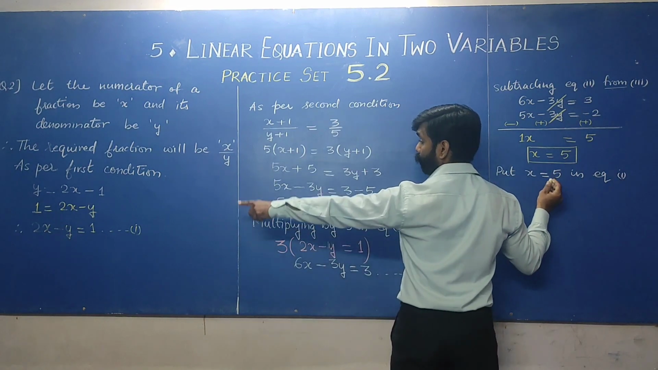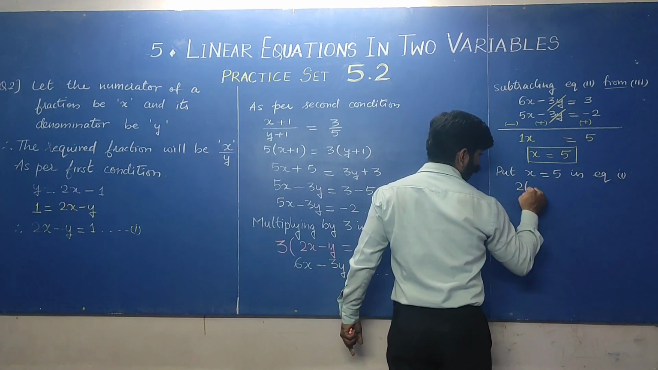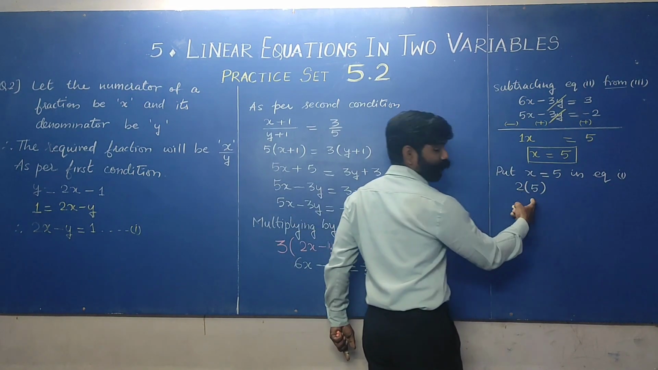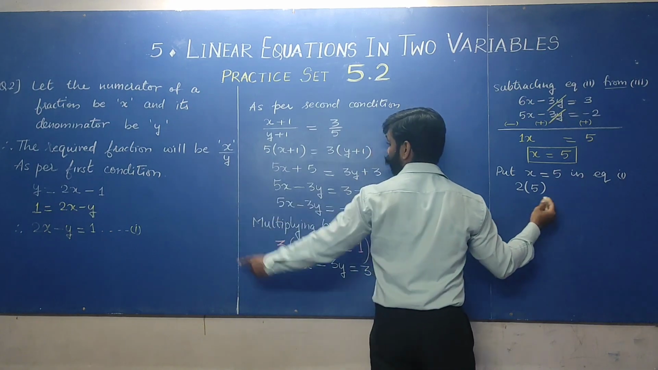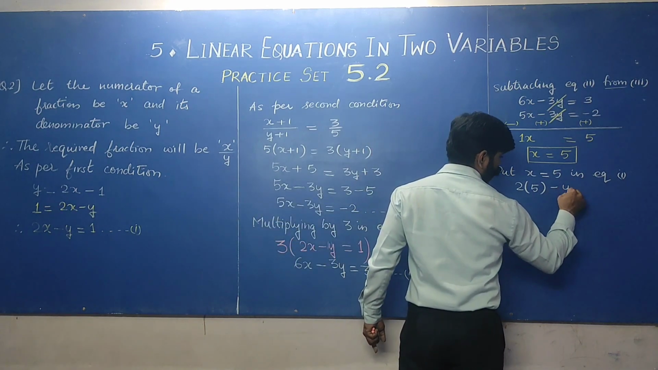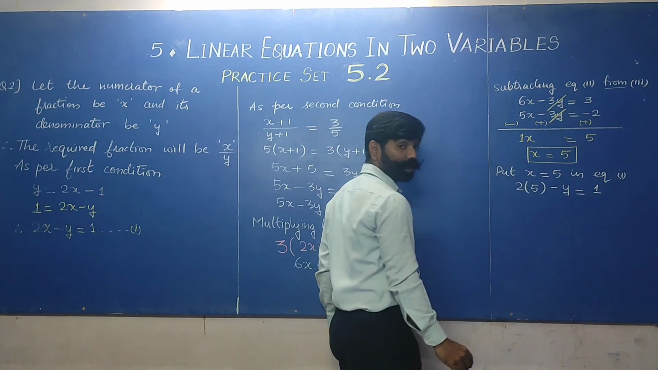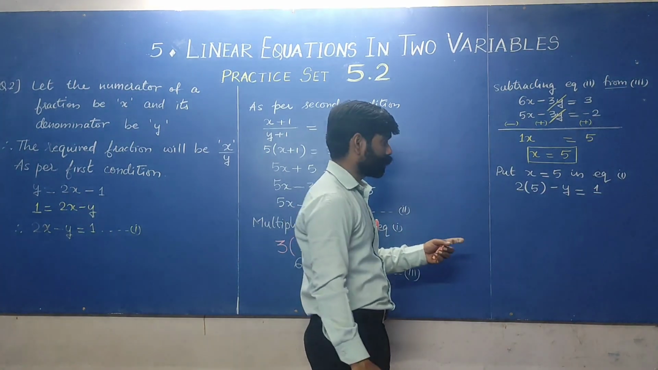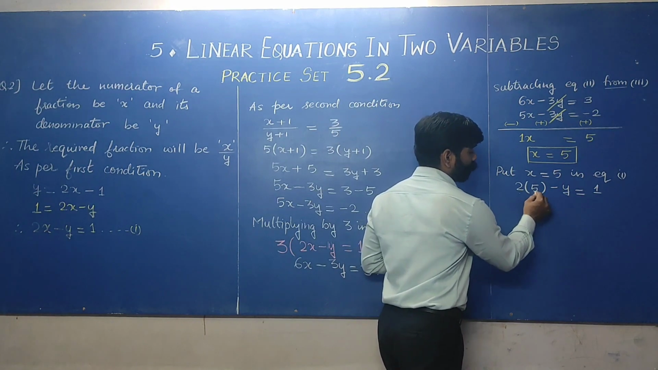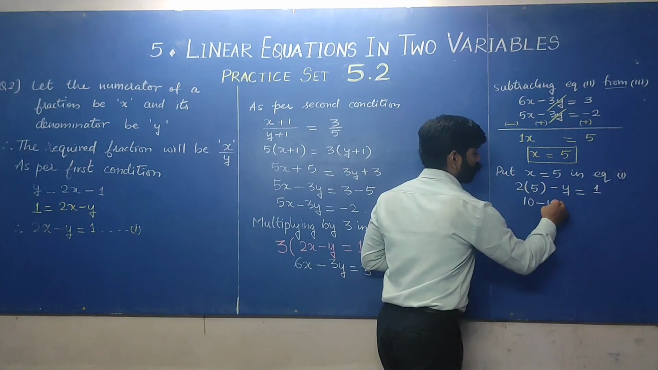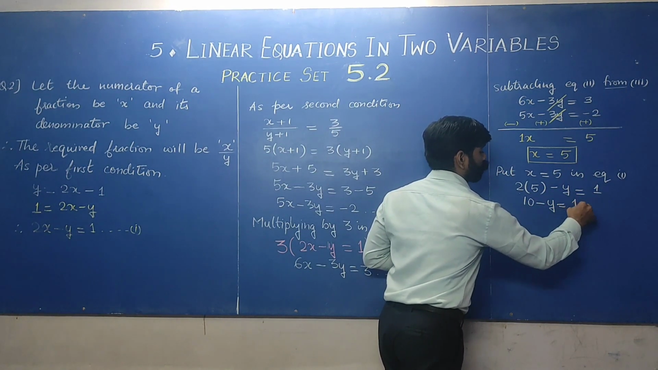Equation number 1 was 2 multiply by x. The value of x is now 5. So I am putting 2 multiplied by 5 minus y is equals to 1. So students, these are the equation. Now we are going to multiply. 2 multiply by 5 is 10 minus y is equals to 1.